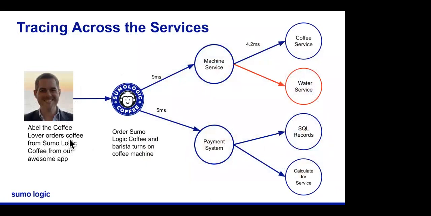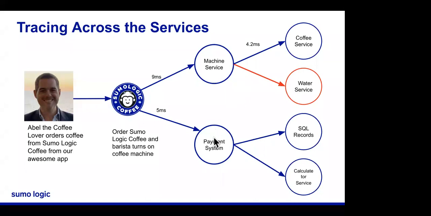So let's put this into perspective here. Abel's a coffee lover. He loves coffee from Sumo Logic. When he orders coffee, he basically turns it over to the barista. Now, there's two players at this. There's the machine service that the barista is going to use, and that machine service may have a water service and a coffee service. The coffee service looks for the beans and grinds the beans. The water service checks that I've got water and then dispenses the water.